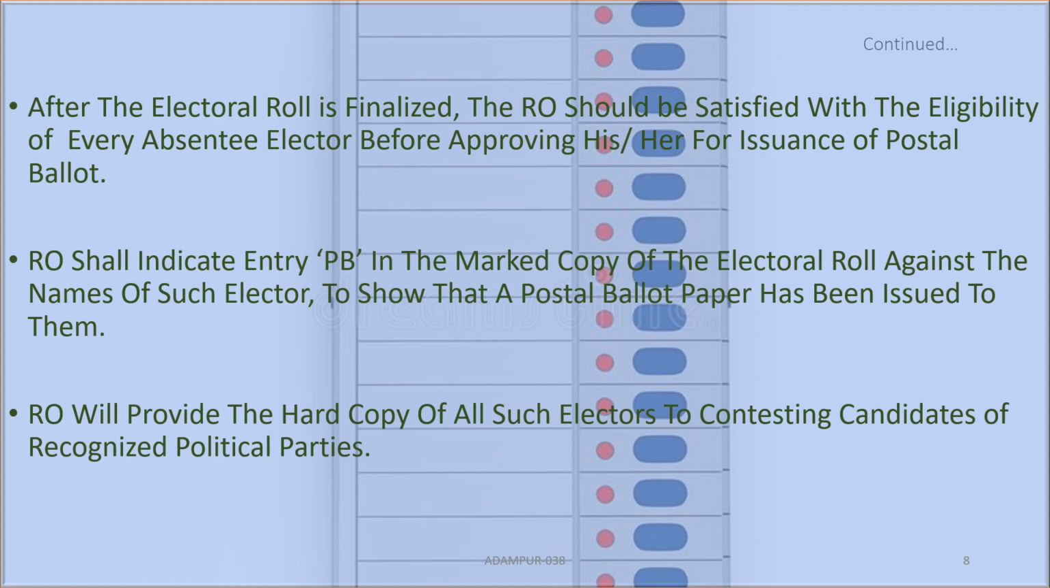The RO shall indicate the entry PB in the marked copy of the electoral roll against the names of such electors to show that a postal ballot paper has been issued to them. The RO will provide the hard copy of such electors to the contesting candidates of recognized political parties.